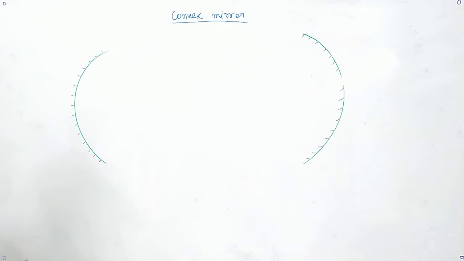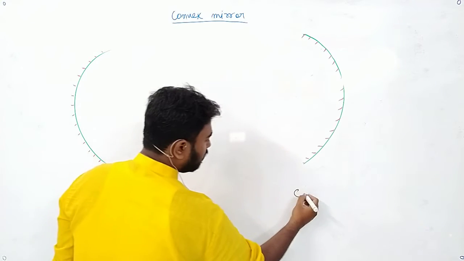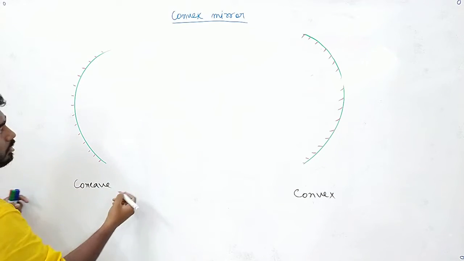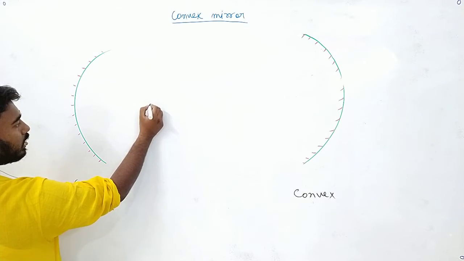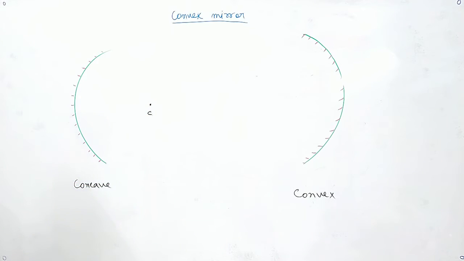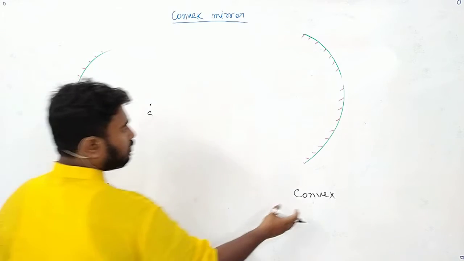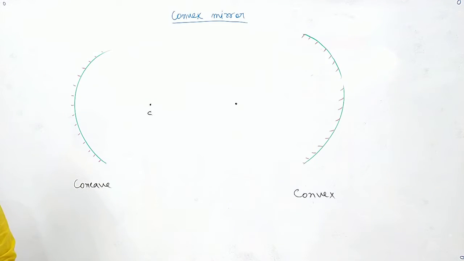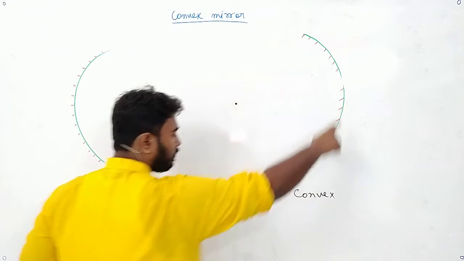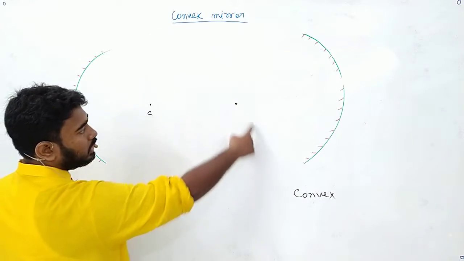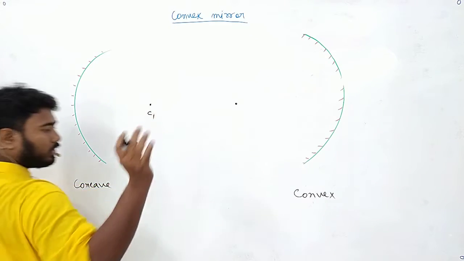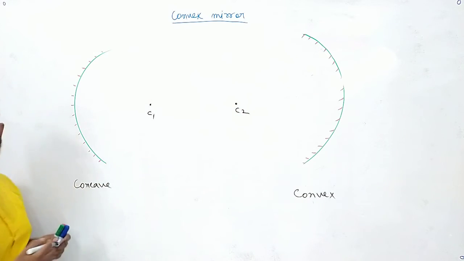Now in the first case, this is a concave, this is a convex. In the first case, in case of concave, can I write this as the center of curvature? Yes. In case of convex, can I write this as the center of curvature? No. See, this will be part of a sphere like this, right? Where will that center lie? Here, right? So for a convex I am writing C2, for a concave I am writing C1.